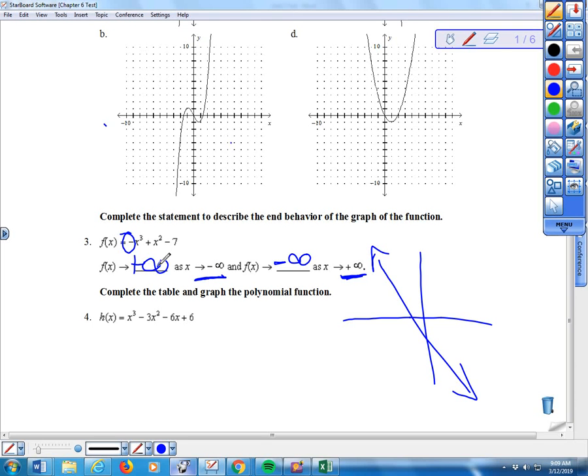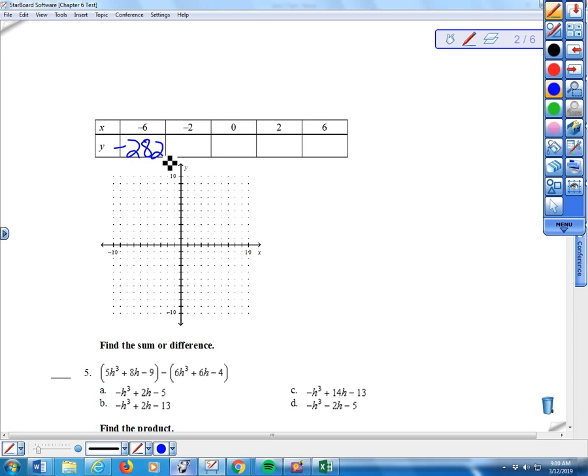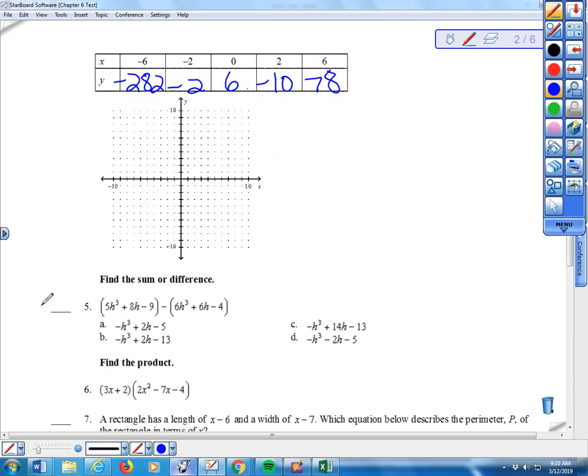Okay, number 4. Complete the table and graph the function. This one, we're just going to put in each one of these x values into the calculator. The answers were negative 282, negative 26, negative 10, and 78. Now I realize my graph only goes to 10, which is fine. So negative 6, but, yeah.